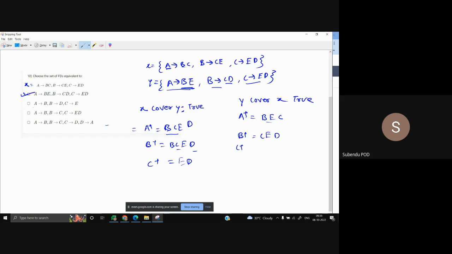Now we'll see this example, the second set. So up to this it is clear, why the first one is an equivalent set of functional dependency? Yes, sir. Okay, now we'll see the second part.